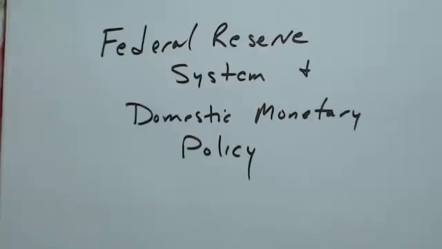This video will cover the Federal Reserve System and domestic monetary policy. The Federal Reserve System was established by Congress in 1913 to control the nation's money supply. It was felt that the money supply needed to be managed and controlled from a high level in order to try to even out the problems with the economy and recessions that we've had over the years, over the decades.